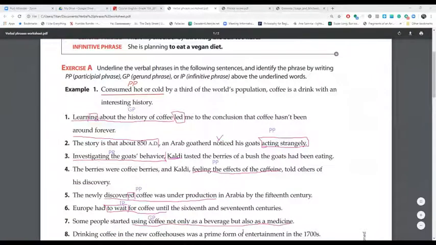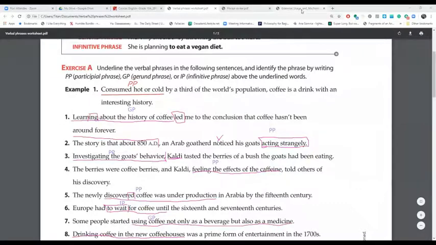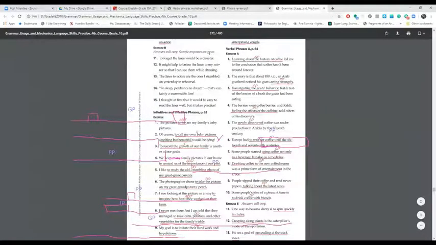Okay, let's just do number 8 really quick. Number 8. Drinking coffee in the new coffee houses was a prime form of entertainment in the 1700s. So our phrase is going to be drinking coffee in the new coffee houses. And is this a gerund phrase or a participle phrase? I believe this one is also a gerund. Let me check this one real quick. Yeah, this is also a gerund phrase.